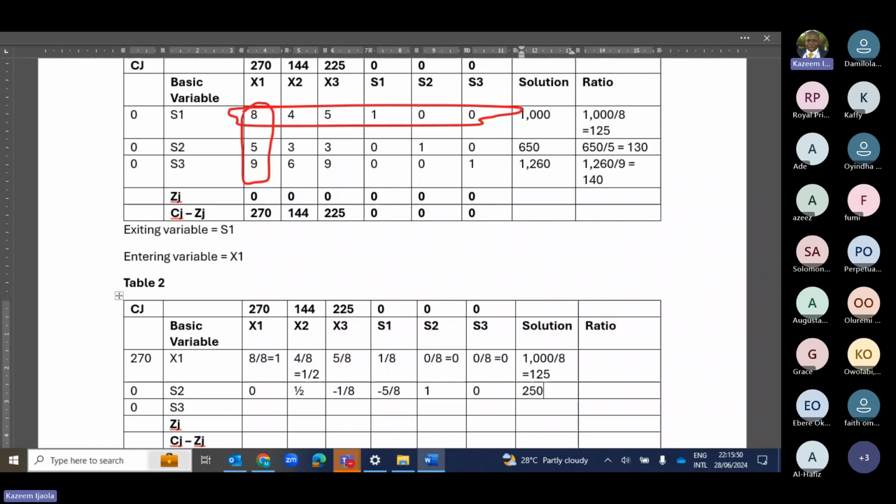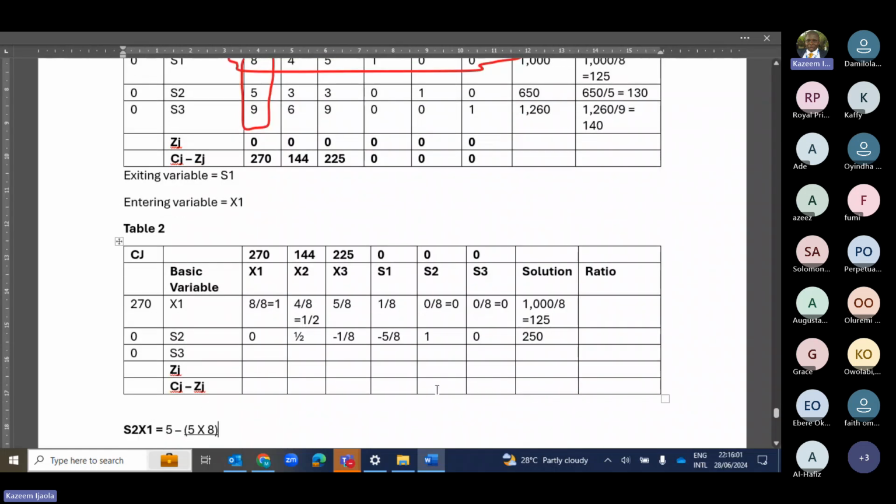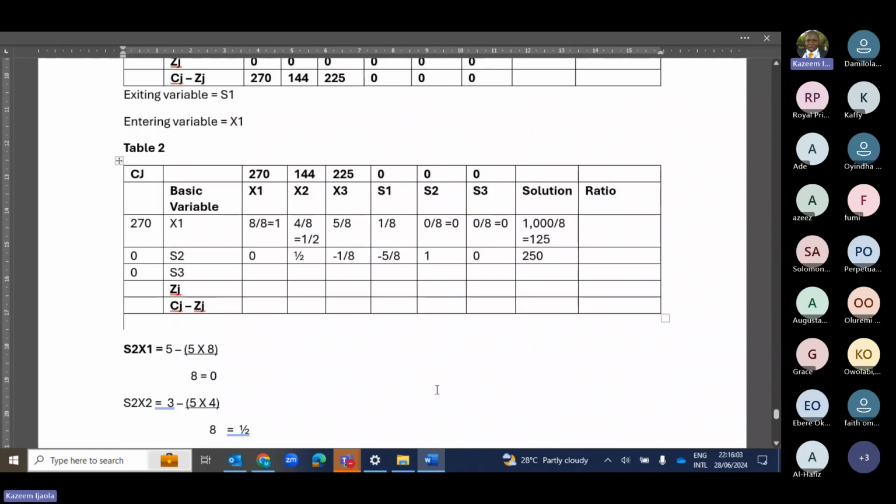So let me show you 1 or 2 for X3 also, so that you will understand S3. Then we'll move on to the ZJ.